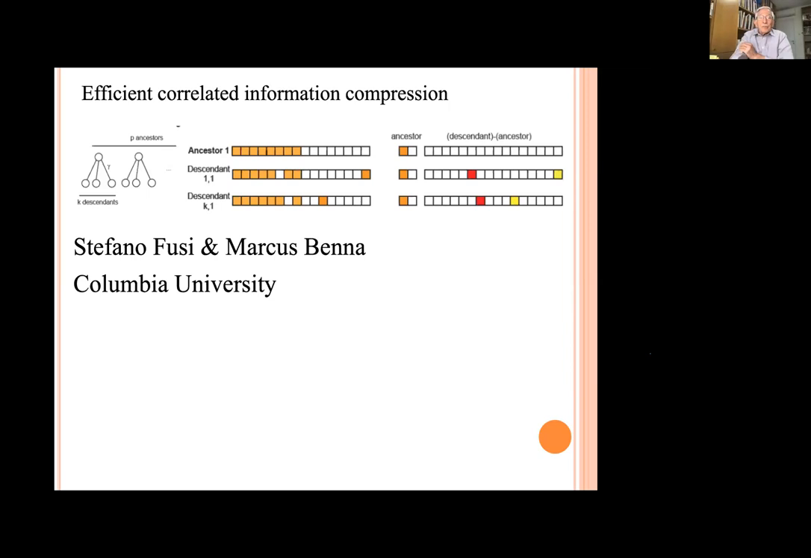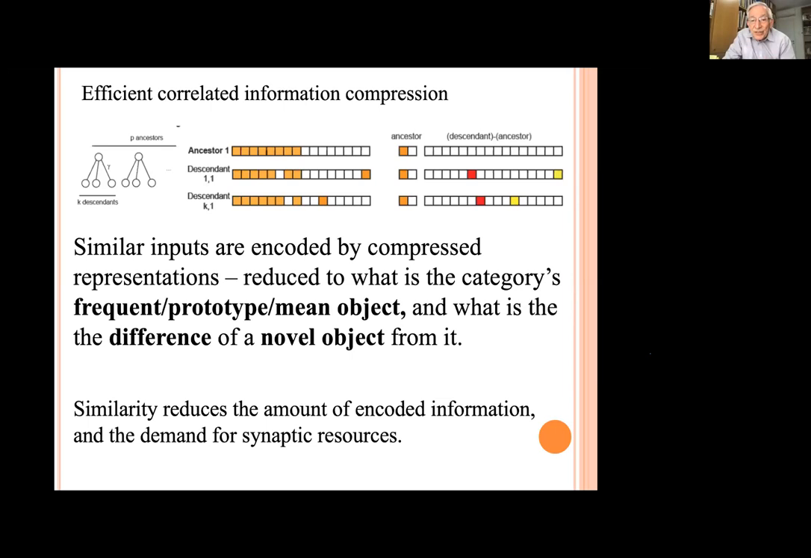So similar inputs are encoded by compressed representations reduced to what is the category, frequent, prototype, mean object, and what is the difference of the novel object from it. Similarity reduces the amount of encoded information and the demand for synaptic resources. In other words, it's better to represent things by showing, first of all, what is their prototype, what is their ancestor, and then the differences from it, and that saves a lot of energy.